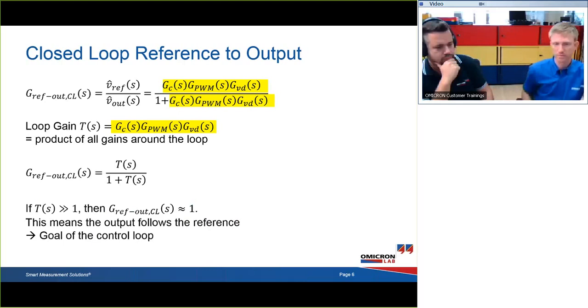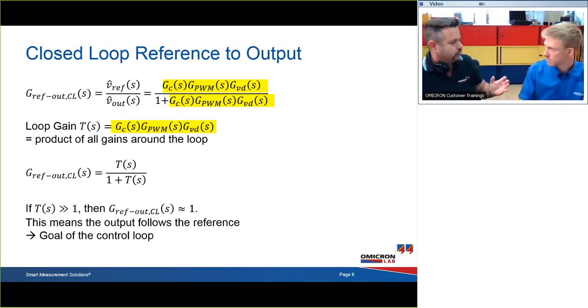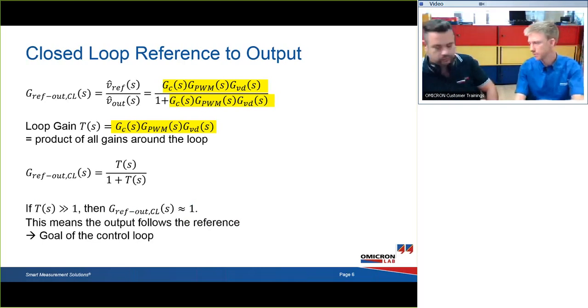And for myself, I thought about what happens if the loop gain is very big. Well, then the total fraction will be close to 1. And this means that the output will follow the reference, and that's actually what we want to achieve. Yeah, because then the input voltage doesn't influence the output voltage. So that's why you have a wide input voltage range for a constant output voltage. Or we could choose the output to follow an arbitrary reference.